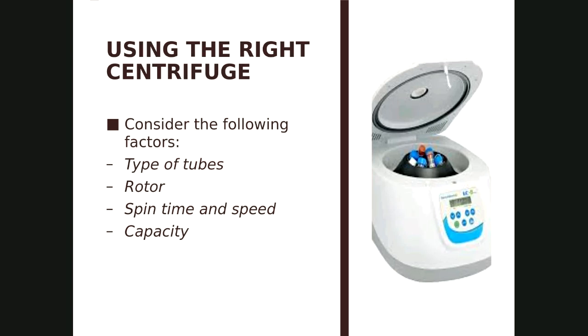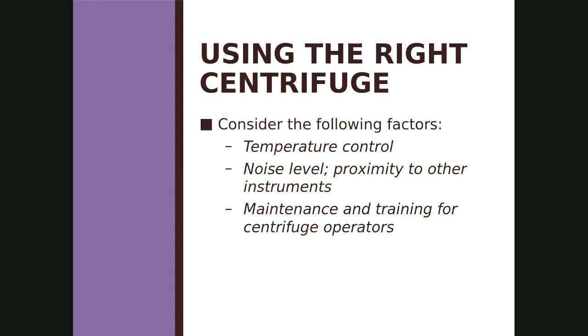Consider the following factors when using the right centrifuge: the type of tubes, rotor, spin time, speed, and capacity. In your book, this goes into great detail. We need to be aware of tube size, and also if we're running 100 samples, we don't want a centrifuge that will only take 6 tubes. We'll need one that's larger. Consider also temperature control, noise level, proximity to other instruments, and maintenance and training for centrifuge operation.